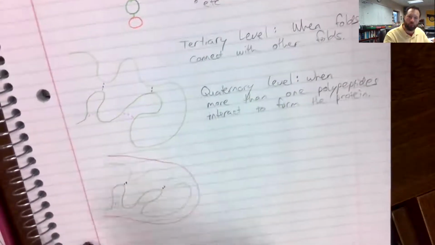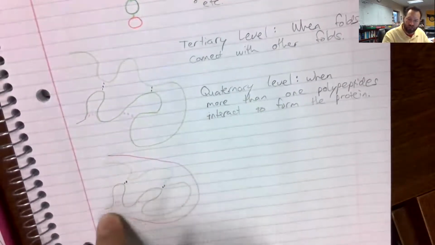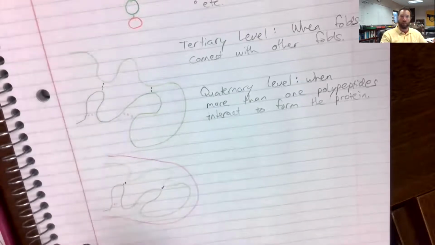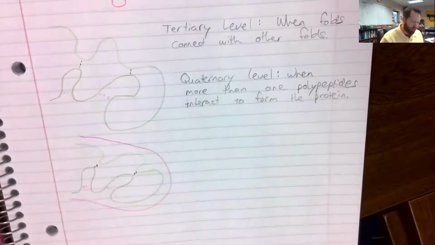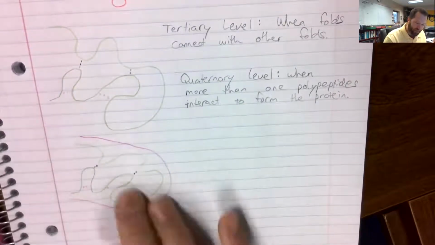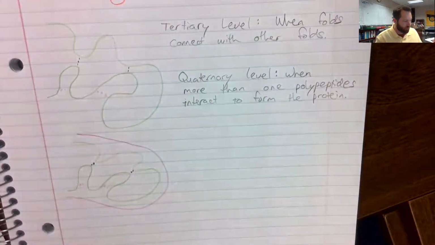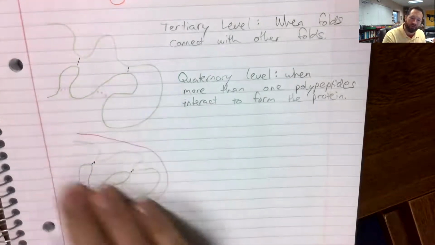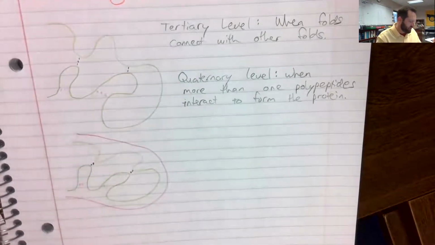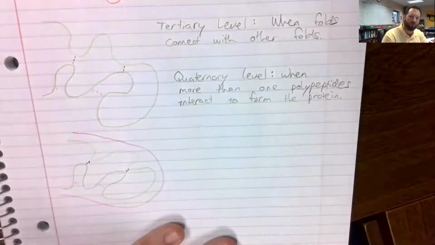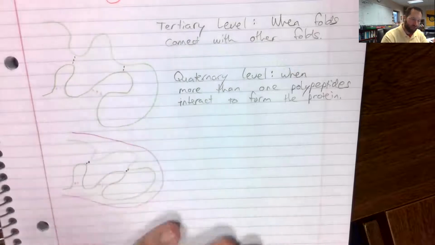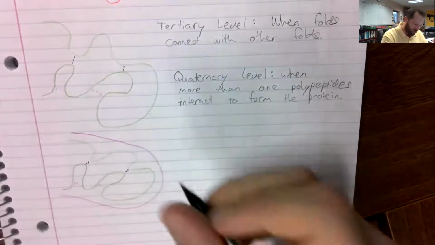And that's when you have more than one amino acid chain. We've got a pink chain, that's a polypeptide, and the green. Multiple of them are going to interact to form the final protein. Again, it doesn't always happen that we get to the quaternary level, but a lot of proteins do. One of the more famous proteins, hemoglobin, I think has 4 different amino acid chains working in it. So quaternary levels are when you have multiple different polypeptide strands that all work together.